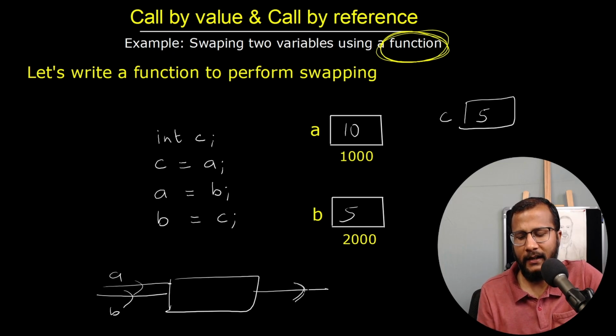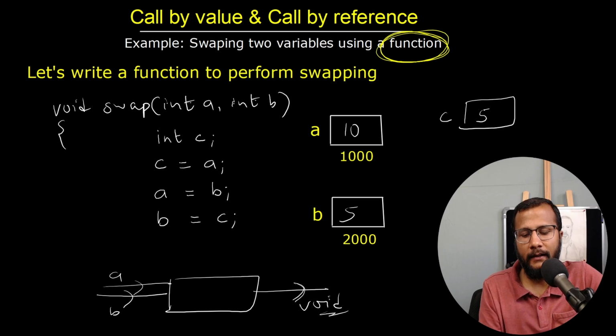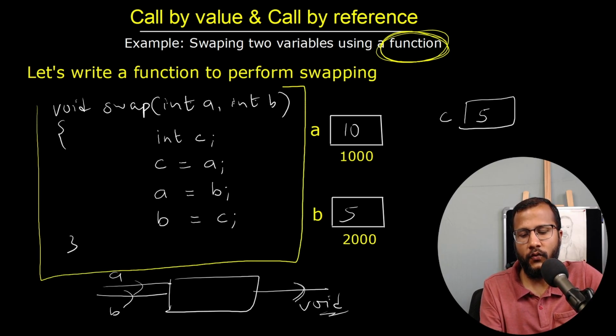Okay. So let's say the return type is void. I'm returning nothing, so I'll write return type is void. Name of the function is swap. I take 2 arguments as input, int A comma int B, and this is the logic. So this entire thing is the function to perform swap.